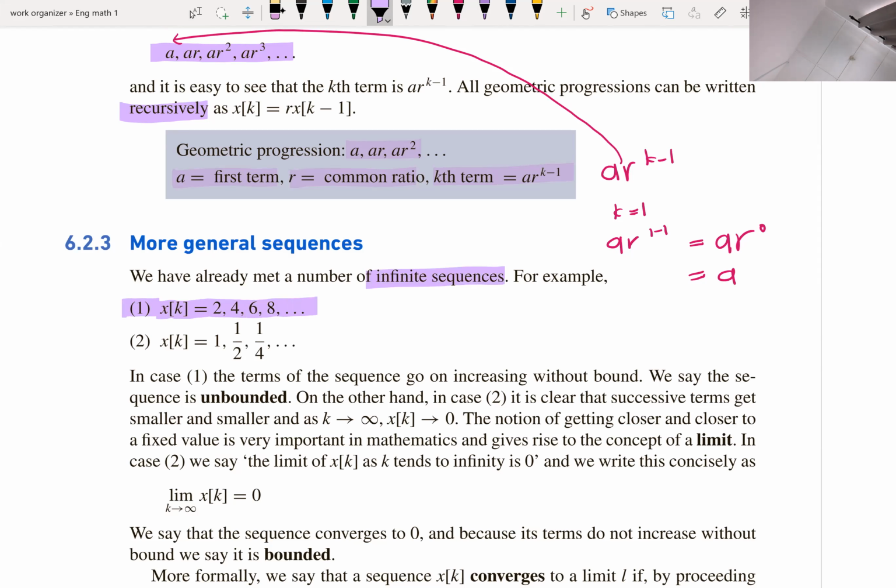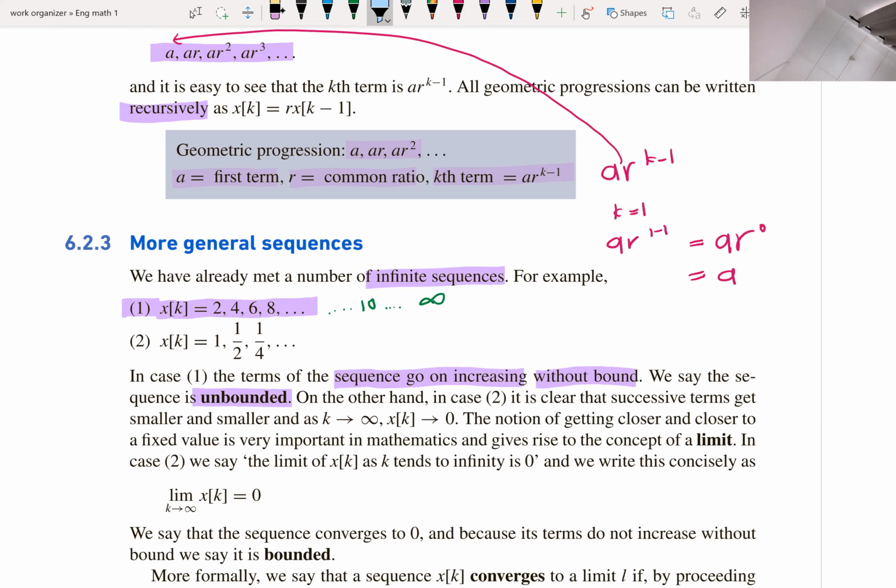So in case 1, we can say that as the sequence increases, it goes without bound. You can see it will continue, let's say 10, and it keeps increasing until infinity. So this sequence we call unbounded.